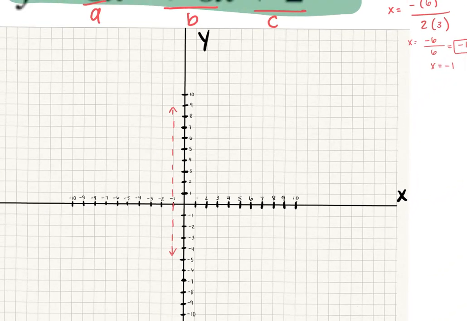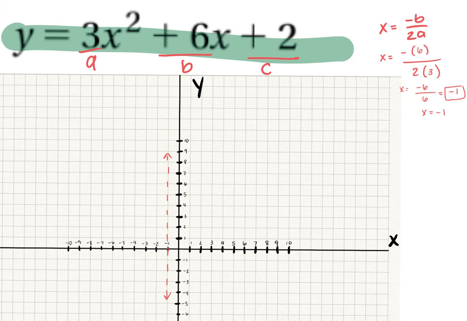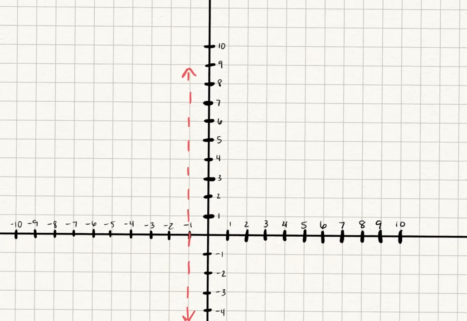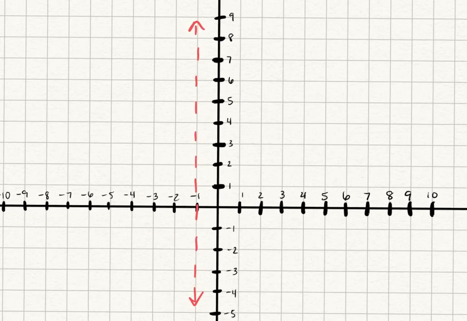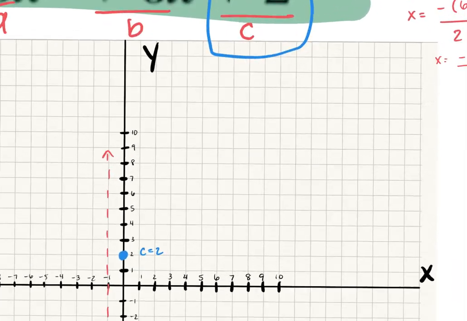Who remembers what I do next? Tessa? Okay, so don't you plot your C? There we go. Don't forget about the C, people. So where do I plot my C? On my y-axis, okay? So let's go up my y-axis to 2 and put a dot. I'm going to put C equals 2 here so we remember where that came from, okay? And then my last part, what am I doing?